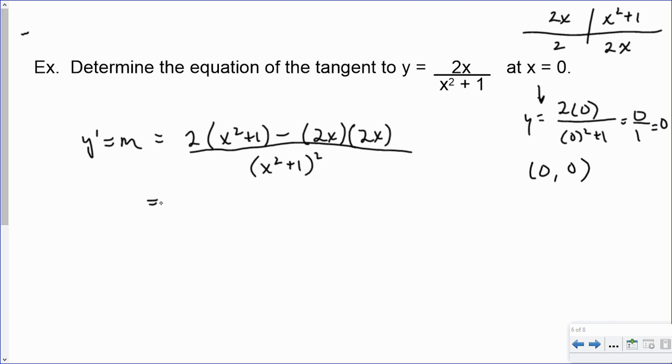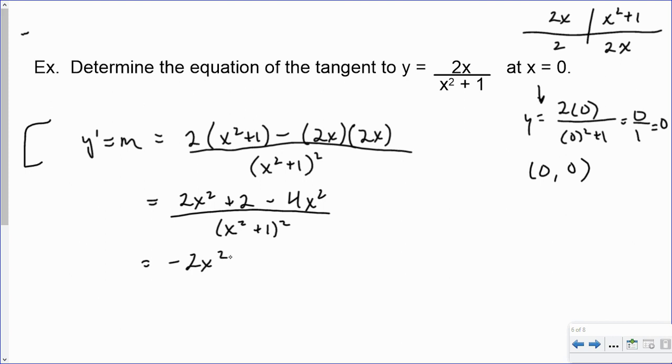Okay, make sure you don't cheat here. Let's do the full derivative. I'm trying to find y prime. That'll be 2x squared plus 2 minus 4x squared, all over x squared plus 1 squared. So now I've got negative 2x squared plus 2 in the numerator.